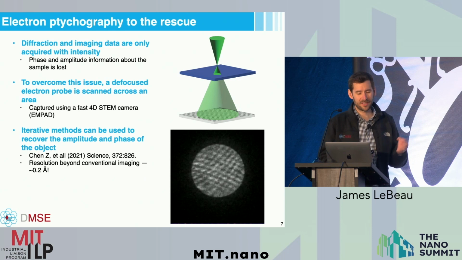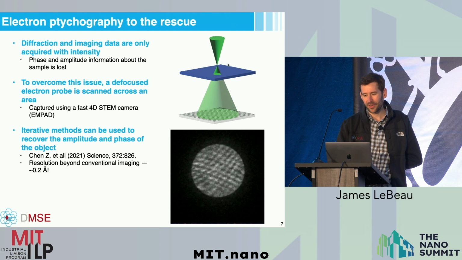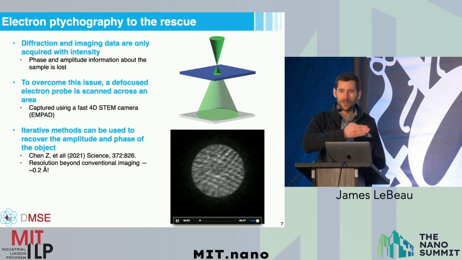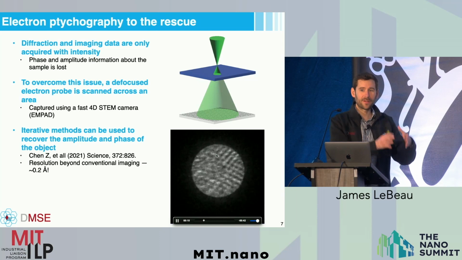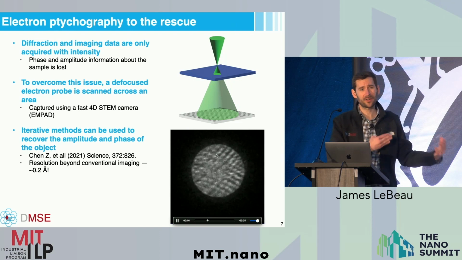What you have to remember is that in STEM imaging and all electron microscopy, diffraction and imaging data are only collected with intensity. The phase and amplitude of the wave function are lost. We need ways to recover that phase and amplitude. One way that you can do this is by scanning the electron beam across the sample with a defocused probe. So what we're doing here in this video is walking along the sample with our electron beam. What we know about that is a phase shift that's being applied to the probe. That's our known information. What's unknown is our object and even the incident electron wave function.